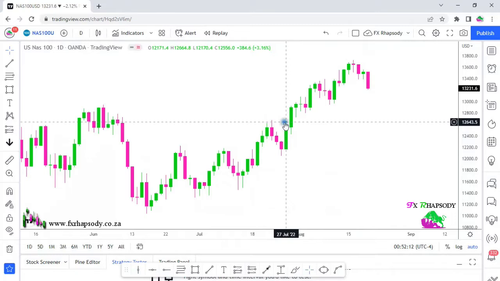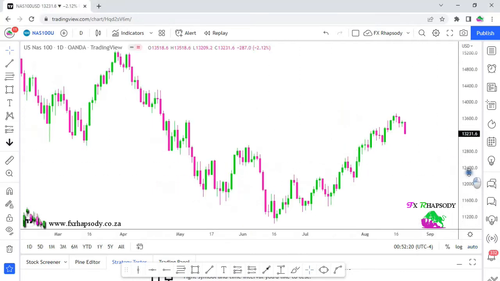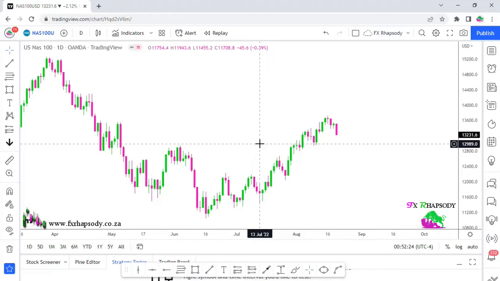So let us look at Nasdaq. On a daily time frame, a lot of guys, when trading Nasdaq, try to complicate it too much. But you need to simplify Nasdaq and the way you trade it as much as possible, just to not confuse yourself.